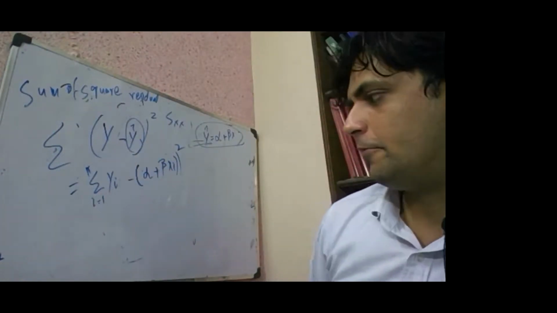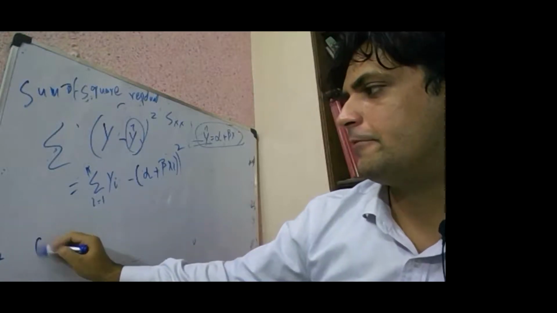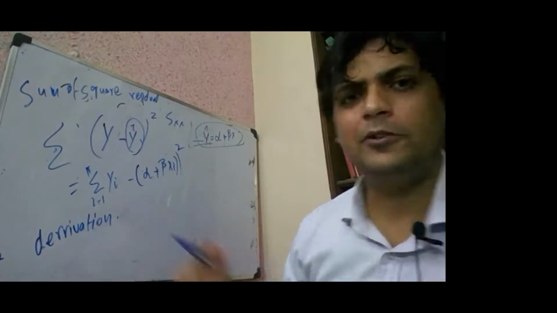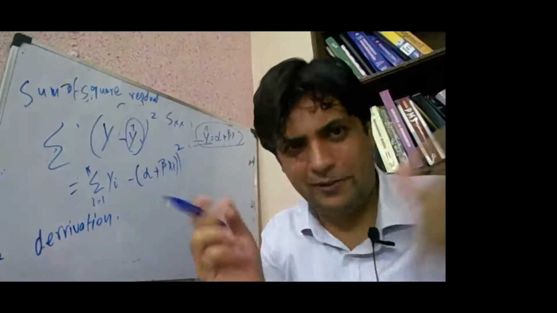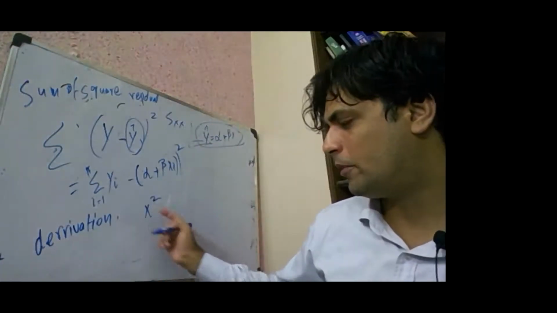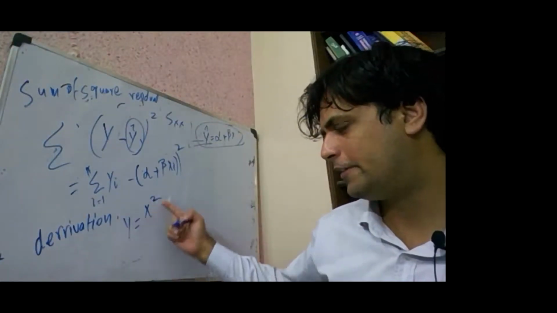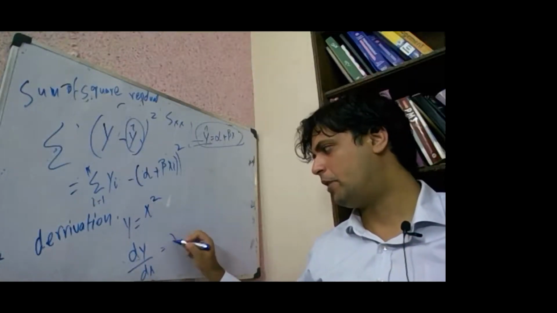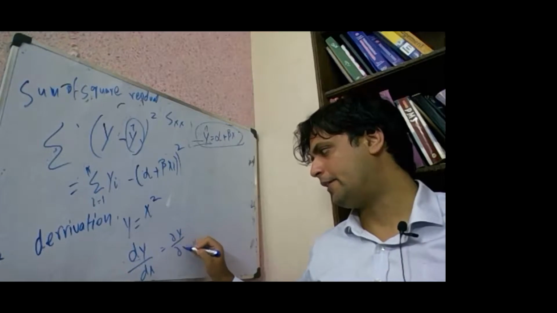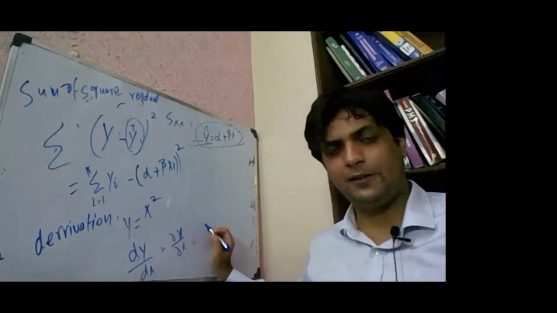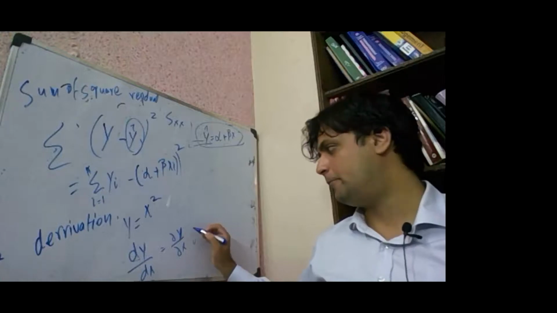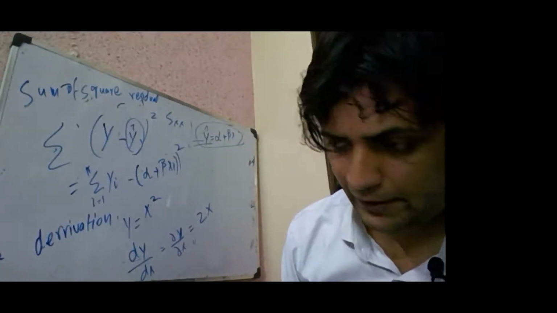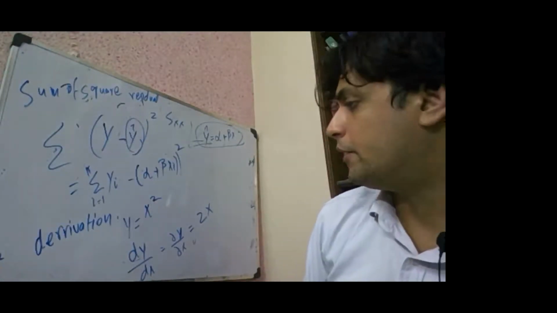Now take the partial derivative. What is the derivative? It's very important to understand. If y equals x square, what will be the derivative? A simple rule to remember: dy by dx, or partial y upon partial x. Maybe you have studied this in a previous mathematics course or in high school. It will be 2x: the power 2 comes down and the exponent gets reduced by 1. That's how we take a derivative.